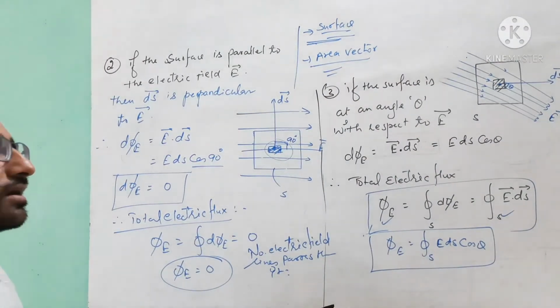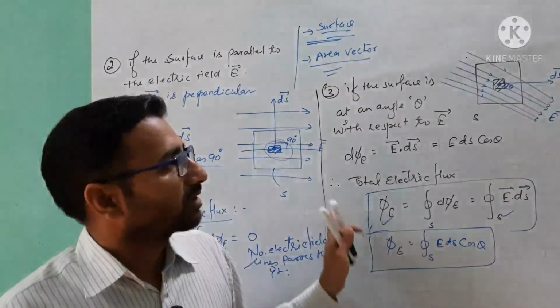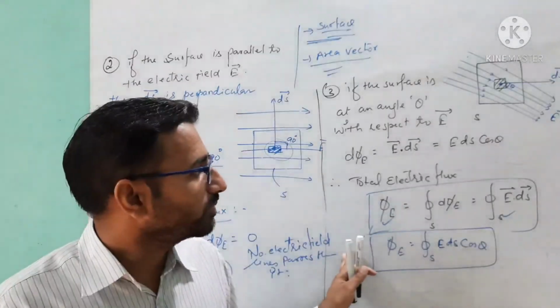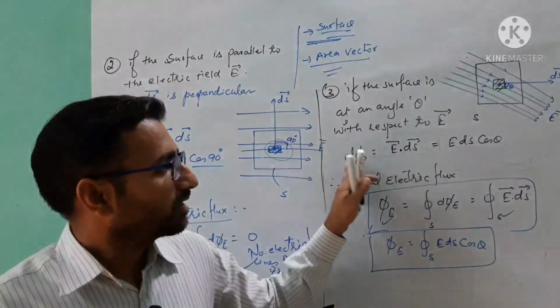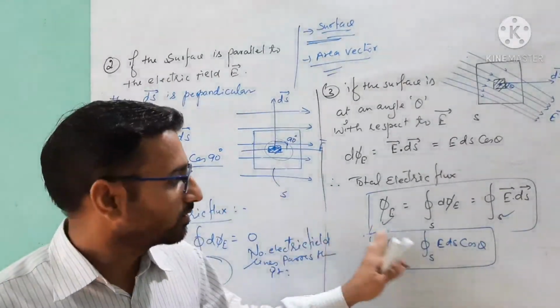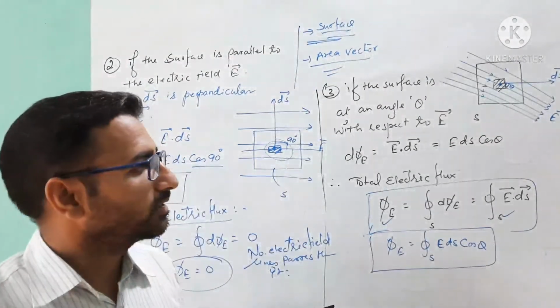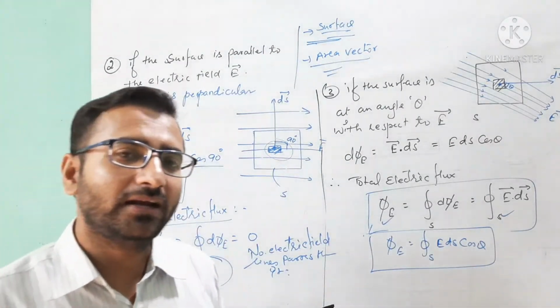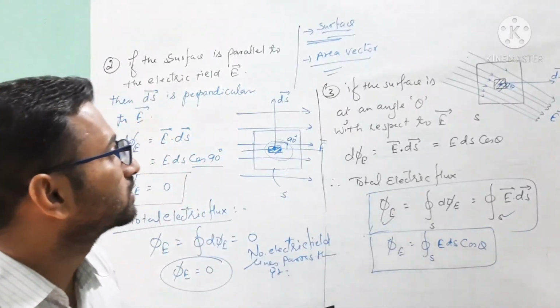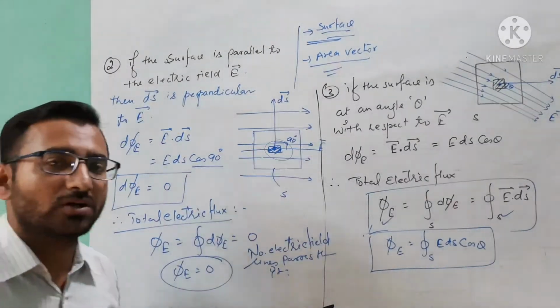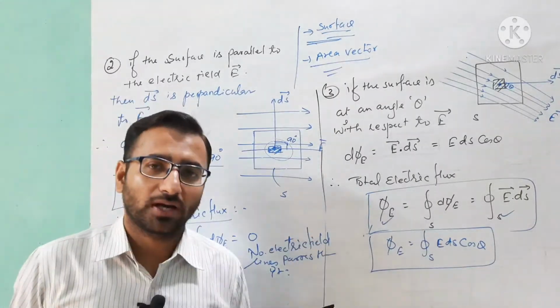After that I will discuss Gauss law, Gauss theorem, which totally depends on the area vector and the integral form of this, which is the dot product of electric field and area vector. Okay, so let's start the next topic, Gauss theorem. For that, pause the video and note down.